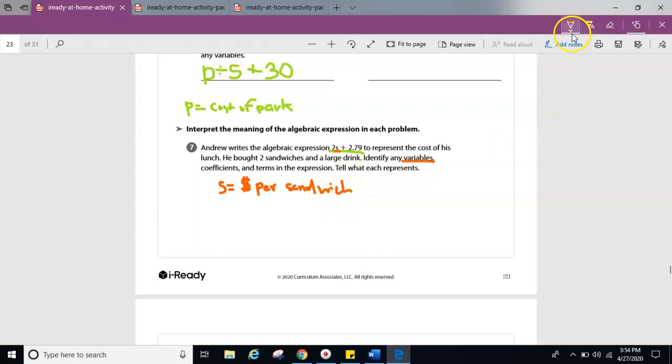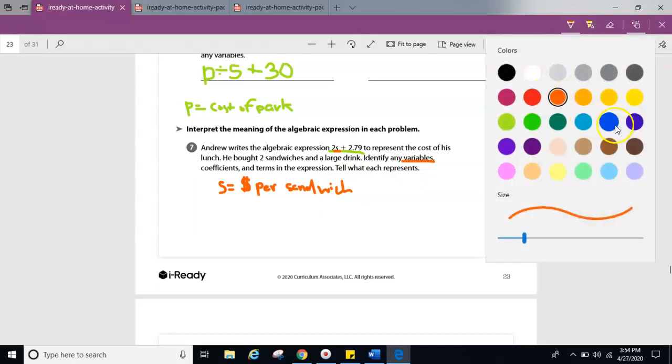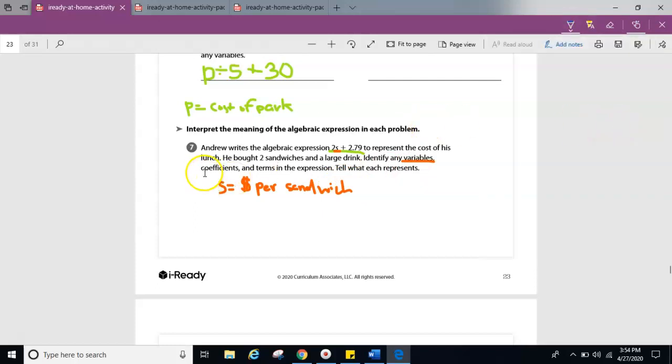Alright, we're going to move on to coefficients. A coefficient is the number that comes before the variable. So in this case it would be 2. 2 is the number of sandwiches he bought. So this is a symbol for number of sandwiches. I cannot write sandwich again. Okay, so that's the coefficient.